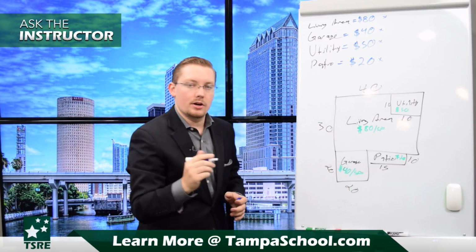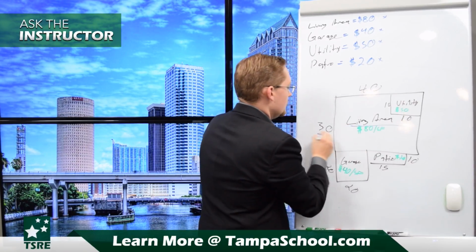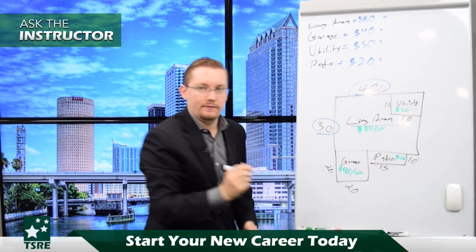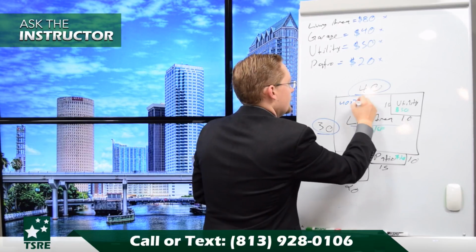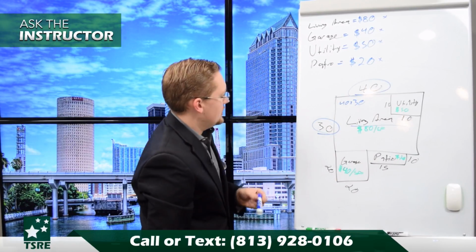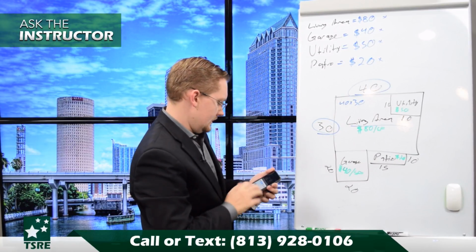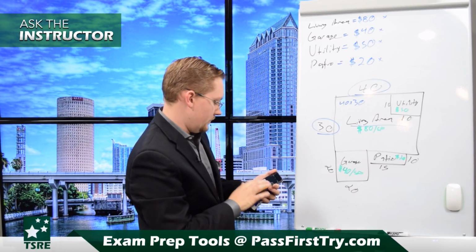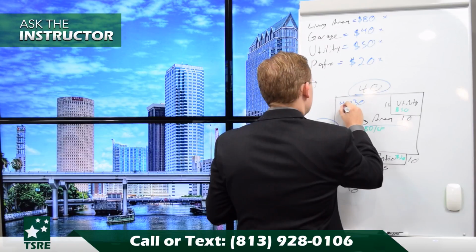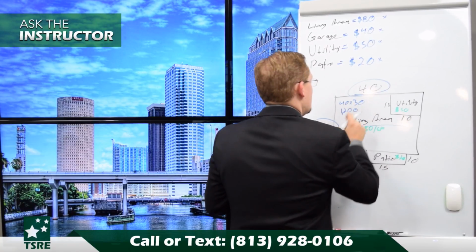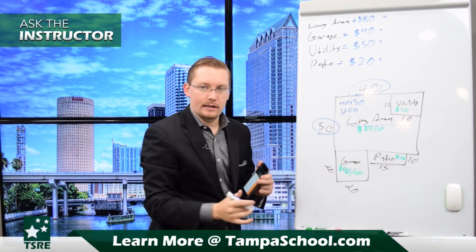So let's go ahead and start off with our living area. The living area, we've got 40 feet by 30 feet. So basic length times width, 40 by 30. And that should end up what, 1,200 square feet? Let's just double check that with our calculator. 40 times 30. Yep, 1,200 square feet we're dealing with here. And that's our entire living area here.